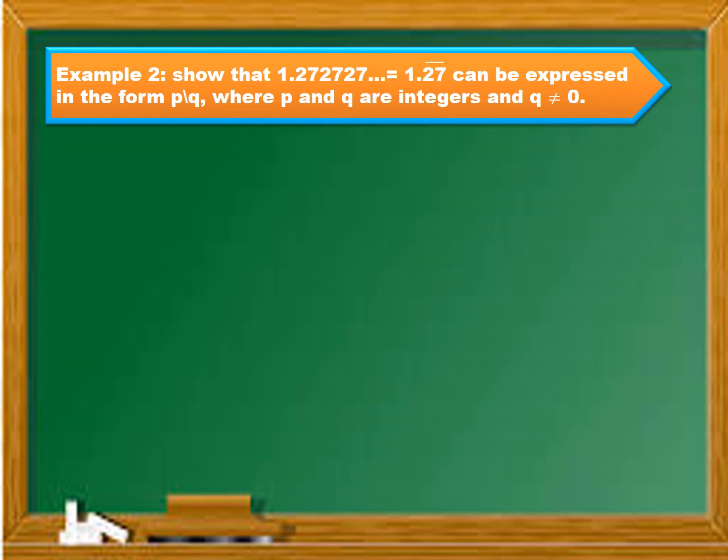So the next solved example is going to be: show that 1.272727 dot dot dot, which is equal to 1.27 bar, can be expressed in the form p by q, where p and q are integers and q is not equal to 0. So it is the same sum, but the bar is on two numbers. As I said in the previous sum, when it is on two numbers we are going to take 100, and if the bar is on three numbers, we are going to take 1000, as 1000 has 3 zeros and 100 has 2 zeros. So let's see how to do it.